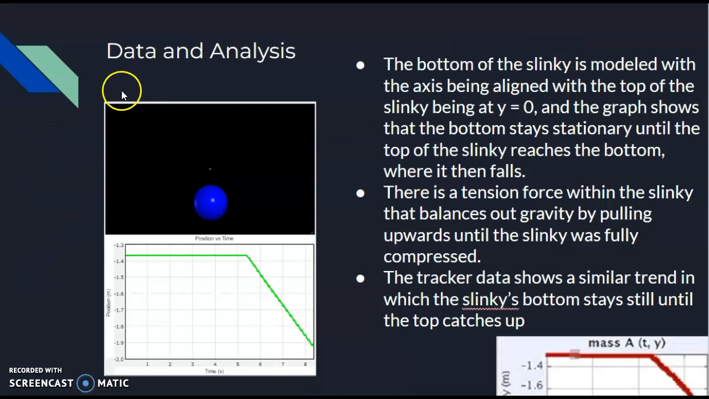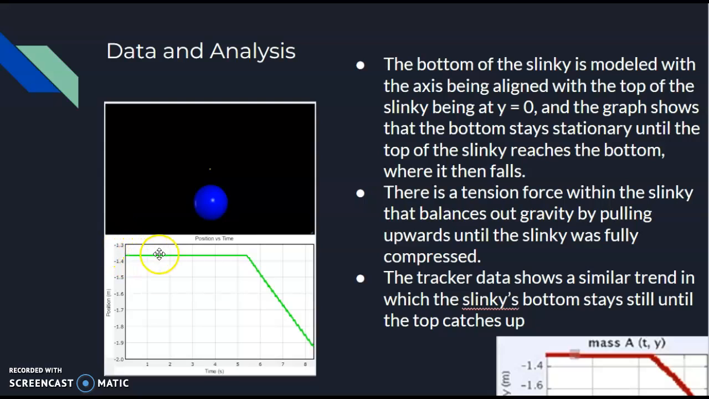So next, data and analysis. Here's the GlowScript, and here's an admittedly low-res version of Tracker. The bottom of the slinky is modeled with the axis aligned with the top of the slinky being at y equals 0, and the graph shows that the bottom stays stationary until the top of the slinky reaches the bottom, where it then falls. So it's at this point where it then falls.